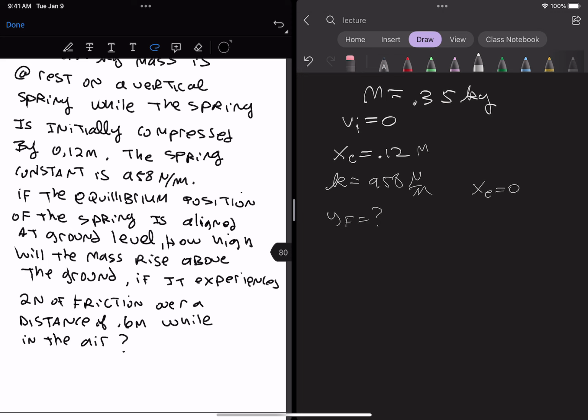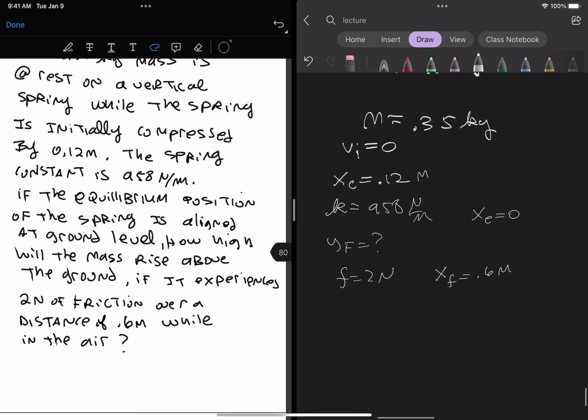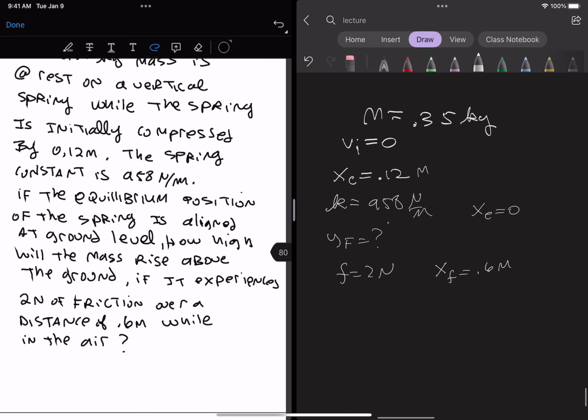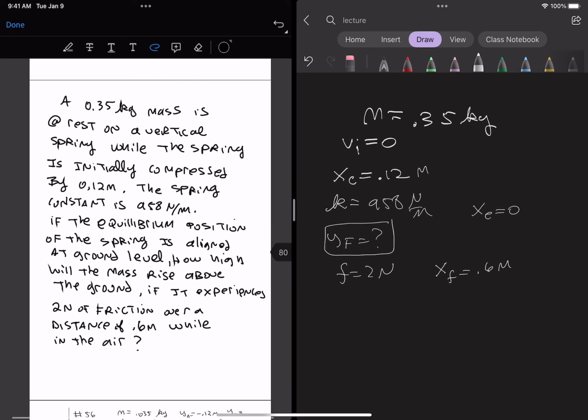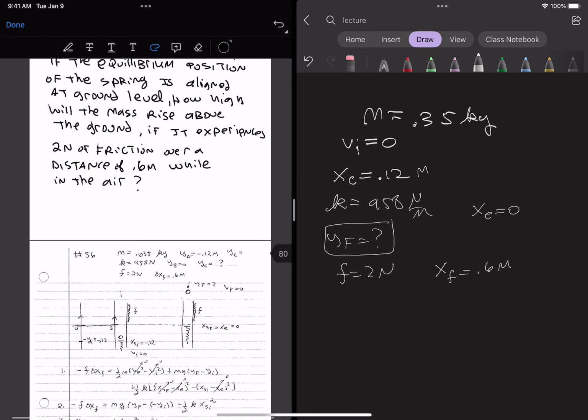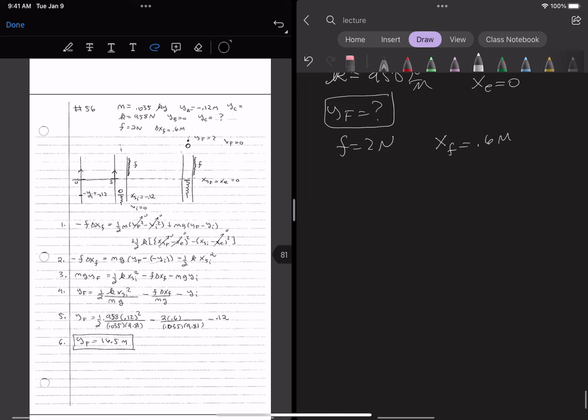But in this case, it experiences 2 newtons of friction, so there's a frictional force of 2 newtons, and while it's flying through the air, it experiences that frictional force over a distance. So I'm going to say that's x friction, which is going to be 0.6 meters. So given that information, you want to find what is the final height. So let's see how to set up this word problem.